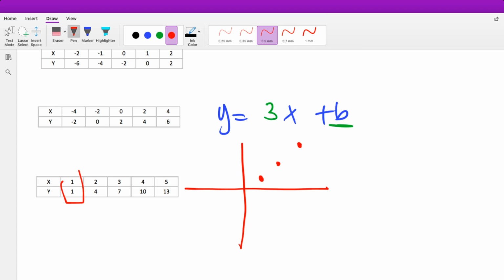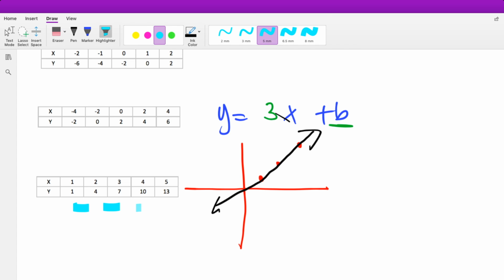Now, what do we know about a line? We know that a line goes on forever. So if a line goes on forever, there's a possibility that there's going to be a y-intercept. Now, what else do we notice about this table? It's increasing by 3 in the y-axis, right? And now here in the x-axis, it's increasing by 1.